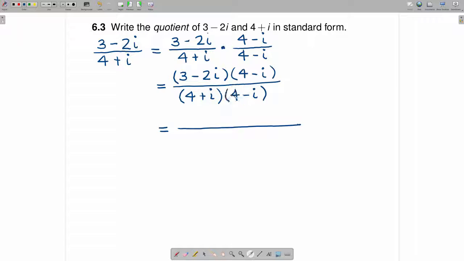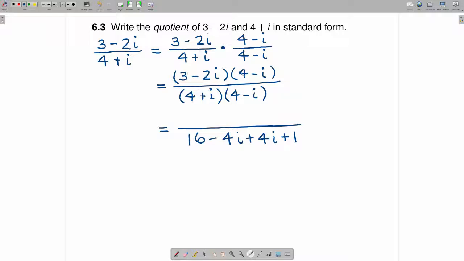Remember, first is going to be 4 times 4, then the outside terms is 4 times negative i, the inside terms is positive 4 times i, and finally the last term will be i times negative i. So what does that turn out to be? 4 times 4, 16. 4 times negative i is minus 4i. 4 times i is plus 4i. i times negative i is negative i squared, but i squared is negative 1, so this turns out to be a plus 1.